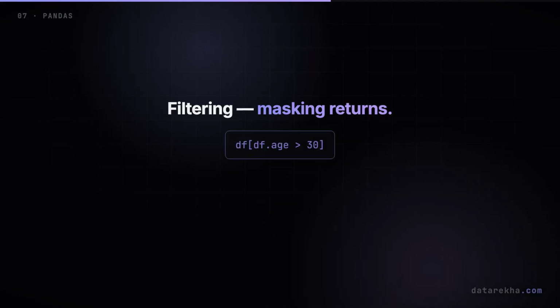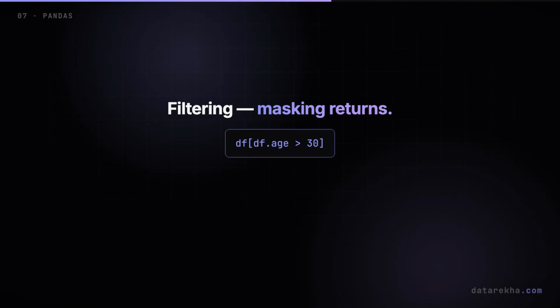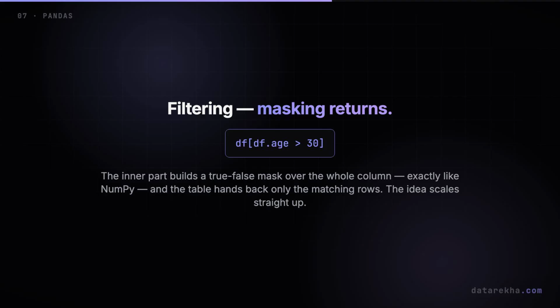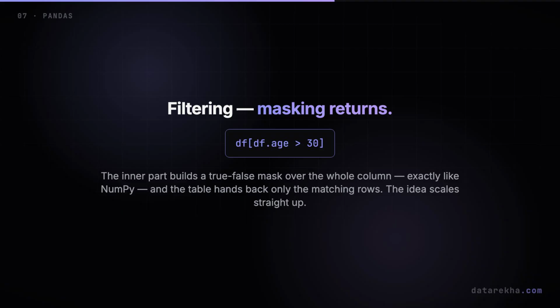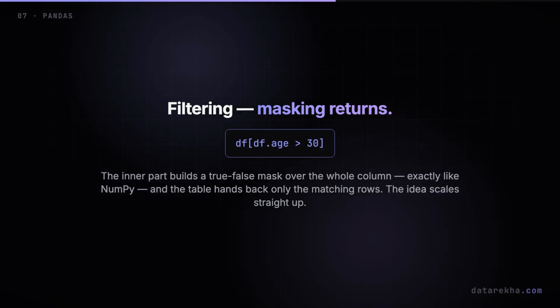Now watch a familiar face return. To filter a table, say, all customers older than 30, you write df, square brackets, df.age greater than 30. That inner part builds a true-false mask over the whole column, exactly like numpy. And the table hands you back only the rows where it's true. The masking idea you just learned scales straight up from arrays to entire tables.